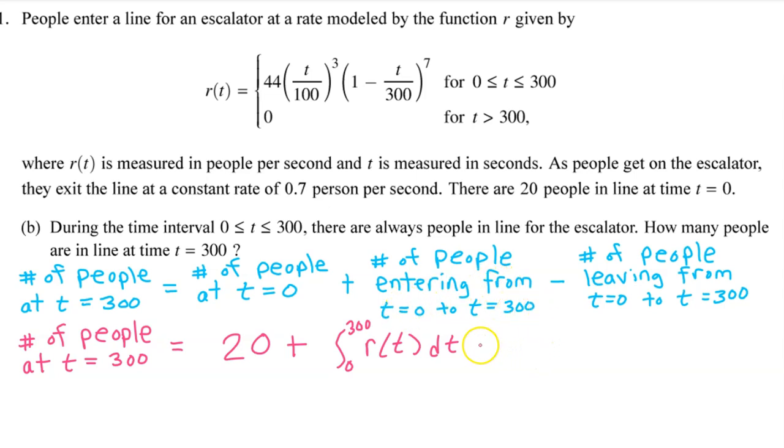Now we need to subtract the number of people who left. Again, the integral of the rate is the change in the amount. The setup told us that the rate at which people leave the line is a constant rate of 0.7. So if we take the integral of the rate at which people leave from 0 to 300, this will give us the number of people who left from 0 to 300.